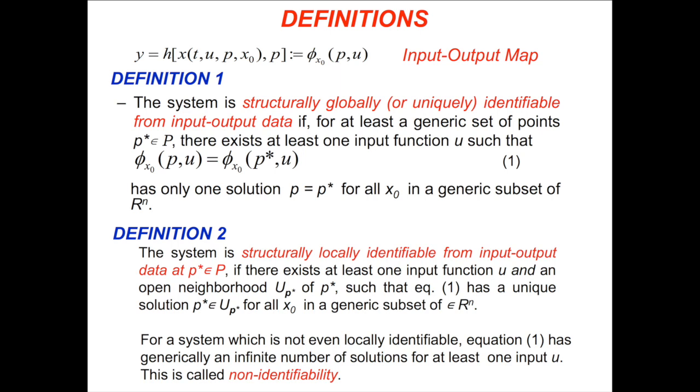Okay. And so these are the definitions for locally identifiable parameters, if equation one holds in a neighborhood of P star. And then the third case is that the parameter is non-identifiable: it has an infinite number of solutions.